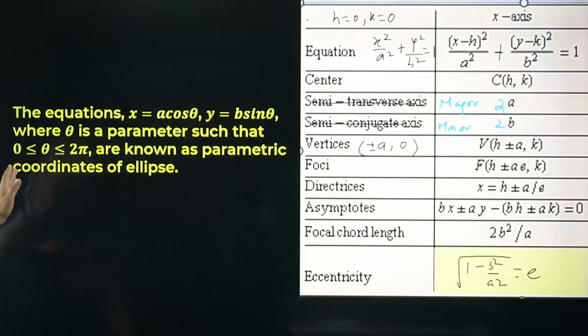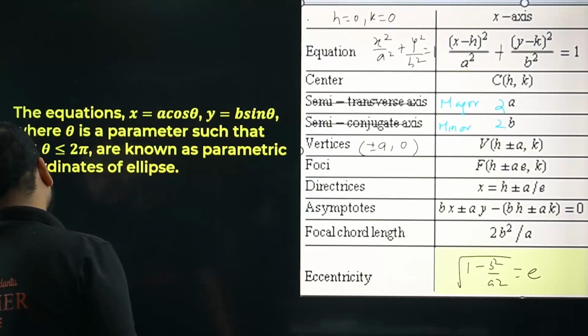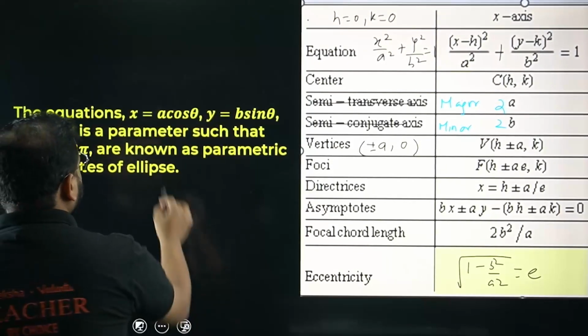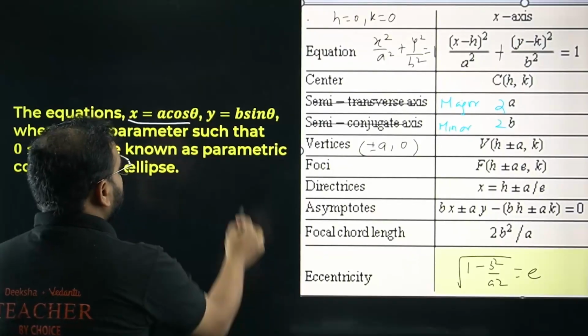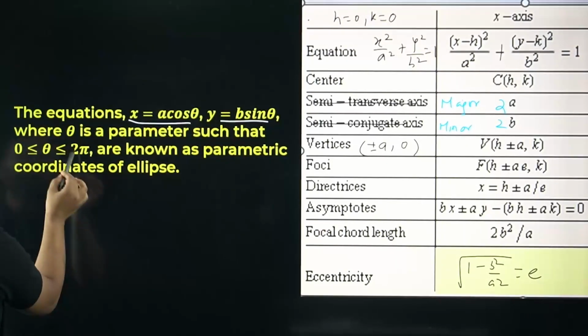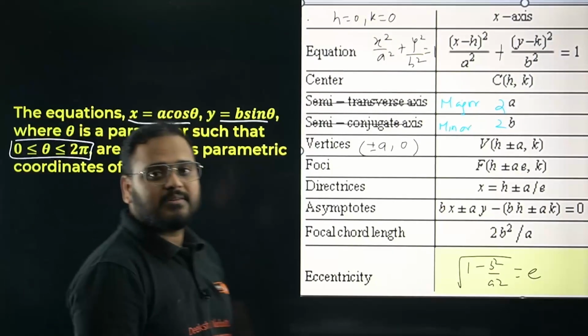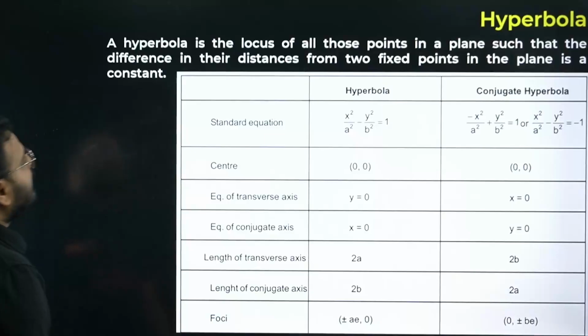This is a parametric form again for your ellipse. X equals A cos theta and Y equals B sin theta, where theta is a parameter such that theta is from 0 to 2 pi. Great. Let's move on now.